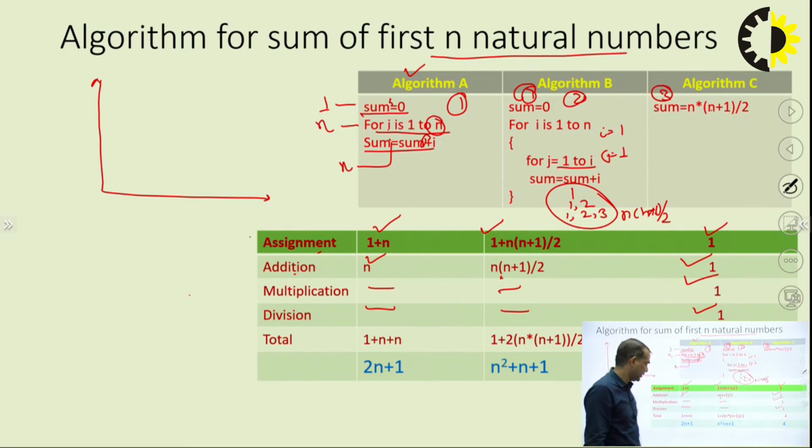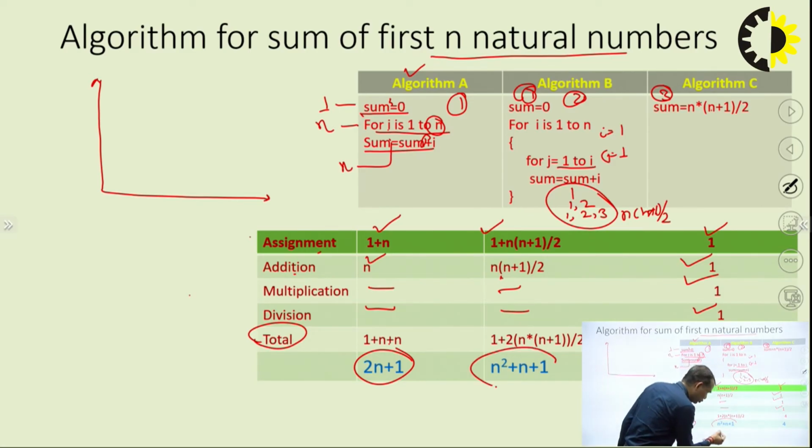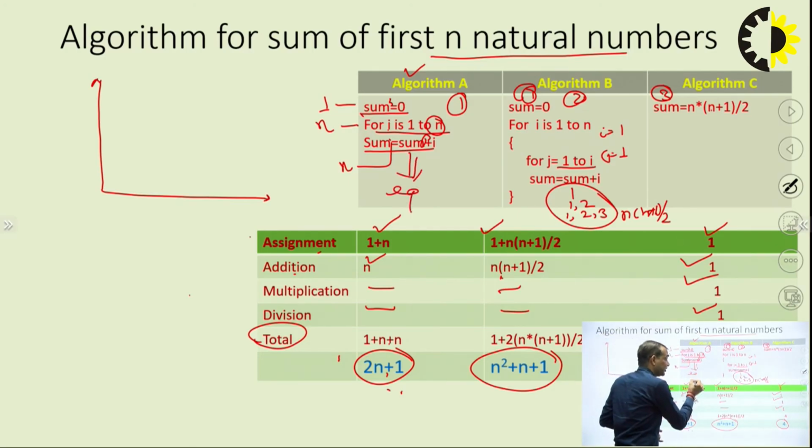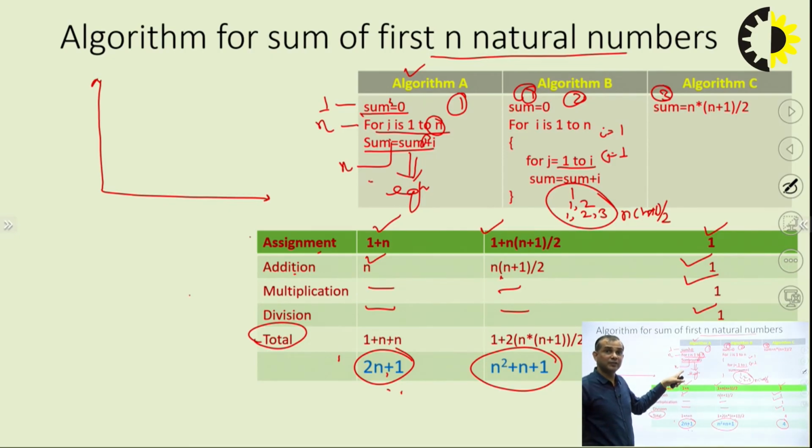Okay. Now we have to calculate the total. For algorithm 1 we have used 1 plus n, that is 2n plus 1. For algorithm 2 we use n square plus n plus 1, and for algorithm C the total number of operators is 4. Why do we calculate this? If we have to draw a graph between these, without an equation how can we draw it? So firstly this code will be converted into an equation, and how? We have to define how many assignments we are using in this algorithm and find out an equation.